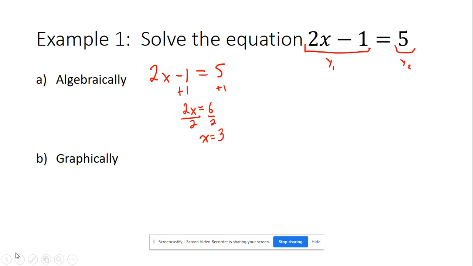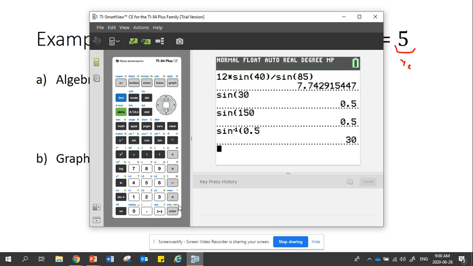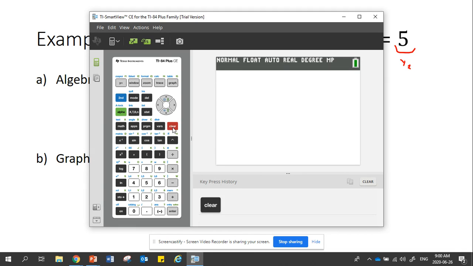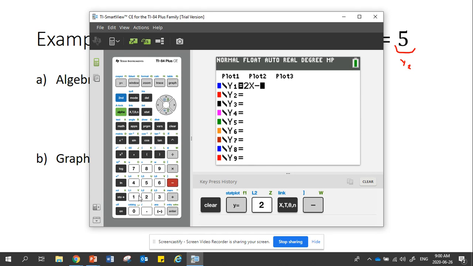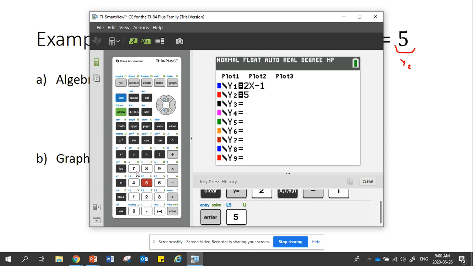I'm just going to open up my calculator program here. To graph something, we press the y equals button over here, and it gives us this screen. The first thing we're going to do is y1 equals 2x minus 1. So I'm going to go 2, and the x button is here, 2x minus 1. I'm going to press enter or down, and I want y2 to equal 5.